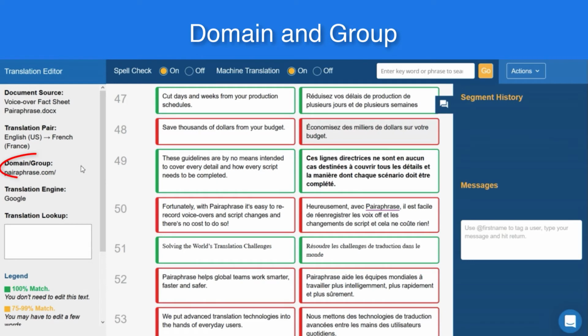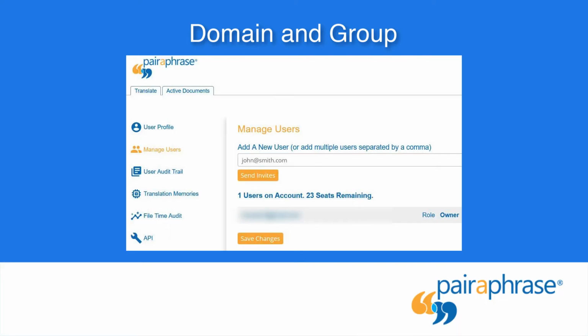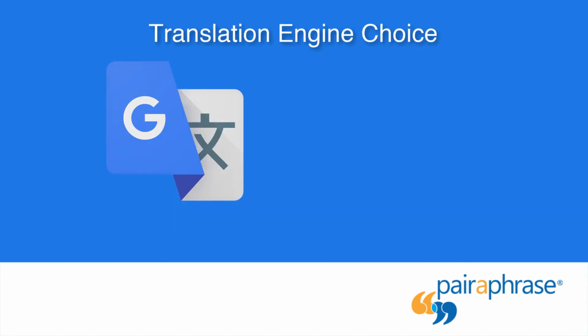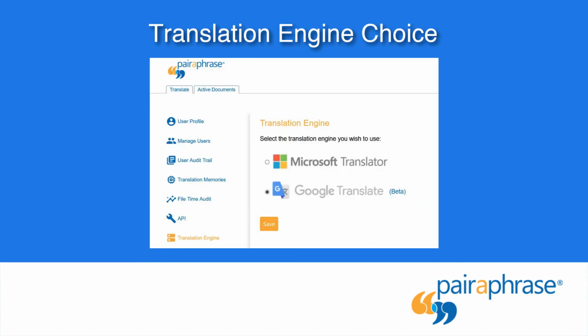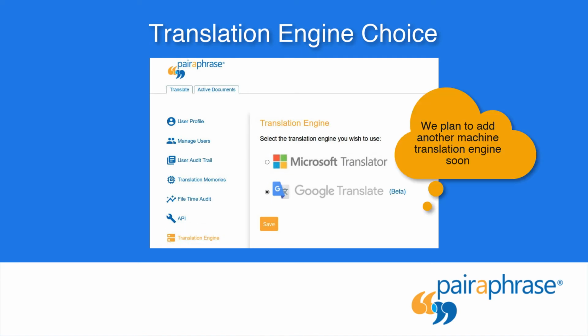In the translation editor, you can see which domain and translation memory group you are using to edit the file. These settings are only adjustable by the administrator of your account within their profile under Manage Users. Whether you like to translate with Google or Microsoft's translation engine, the choice is yours. Select your default translation engine in your profile within the Translation Engine tab, and click Save. The ability to choose is available depending on your plan.